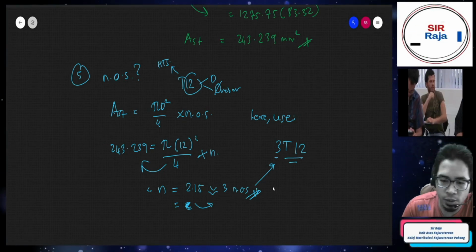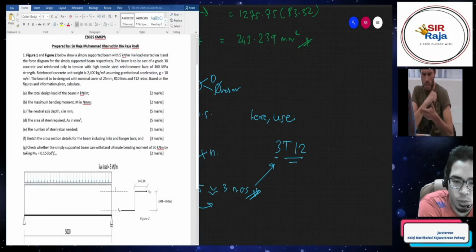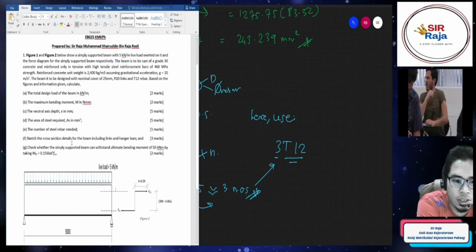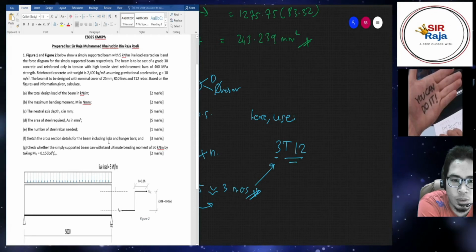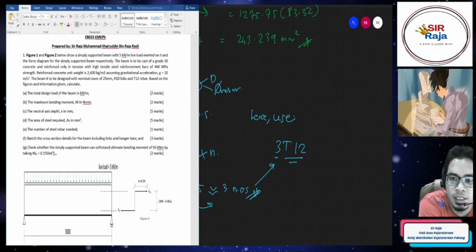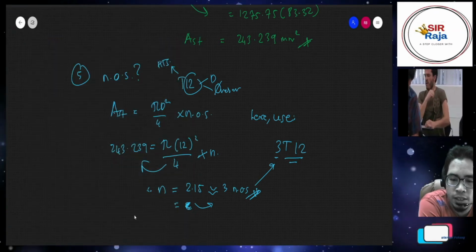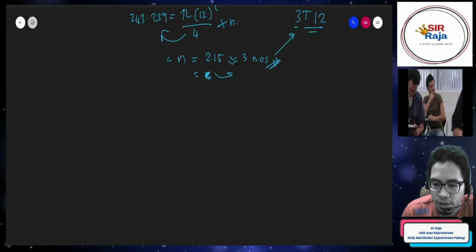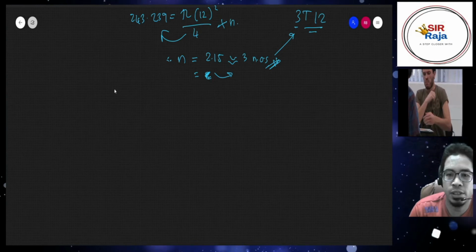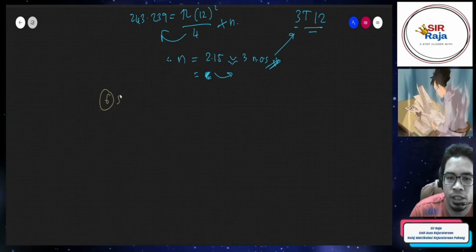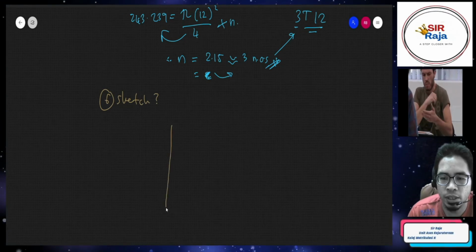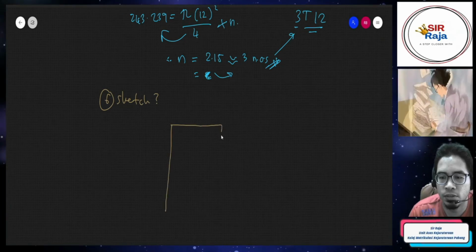So now we got our answer for question E. And then F, sketch the cross section, and it asks you to show also links and hanger bars. So how do we do this? So question number 6. Just gonna use this pen here. The sketch of the cross section.